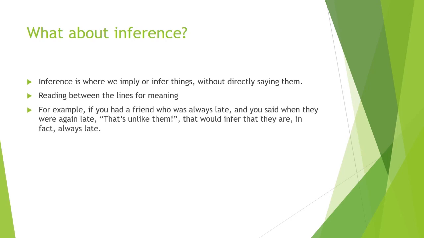So for example, let's say I've got a mate that's always late for everything. And I've said to one of my other friends, "Oh, where's so-and-so? They're not here." And they say, "Oh, they're running late." And I said, "Oh, that's unlike them." While I'm actually saying that it's not like them to be late, the inference and what I'm implying is they are, in fact, always late.